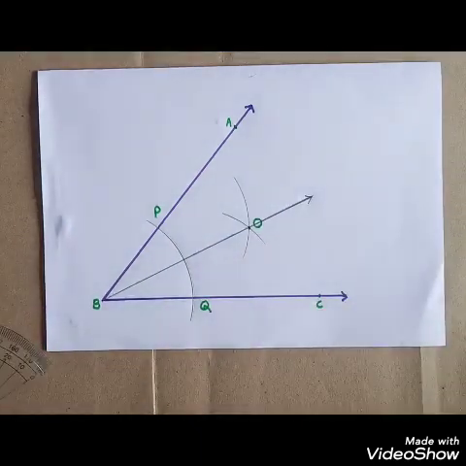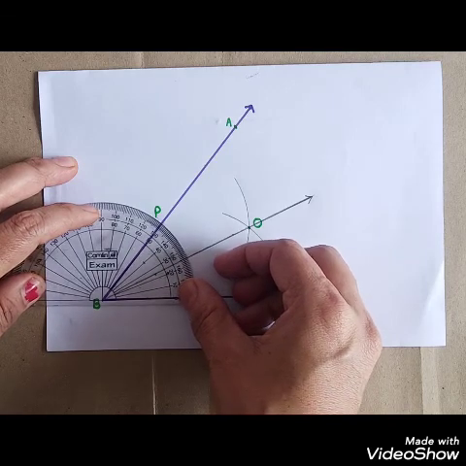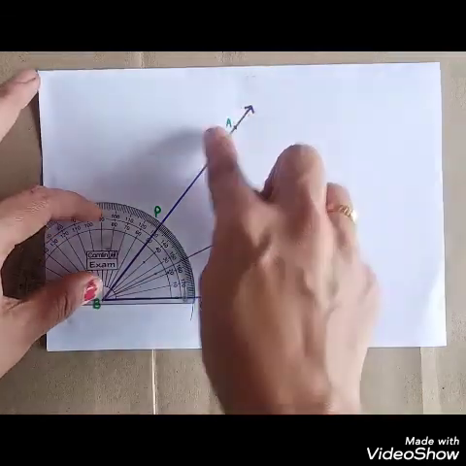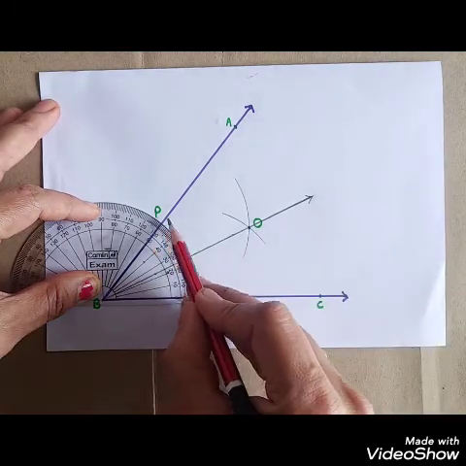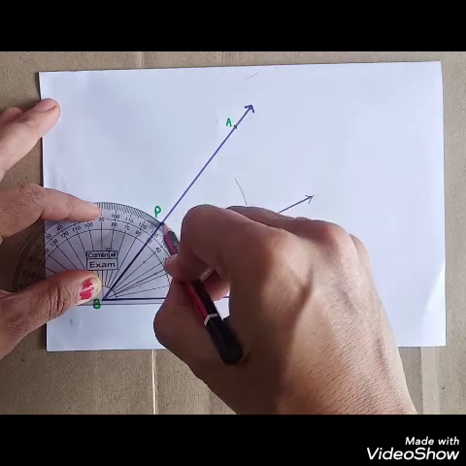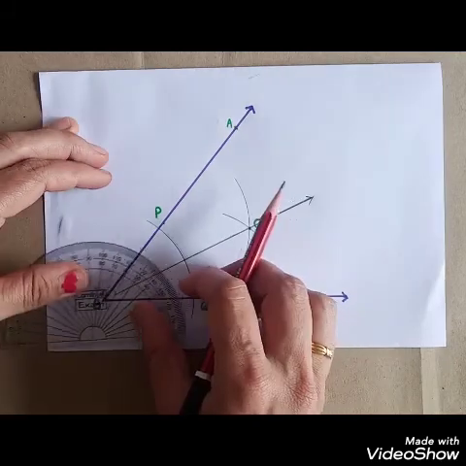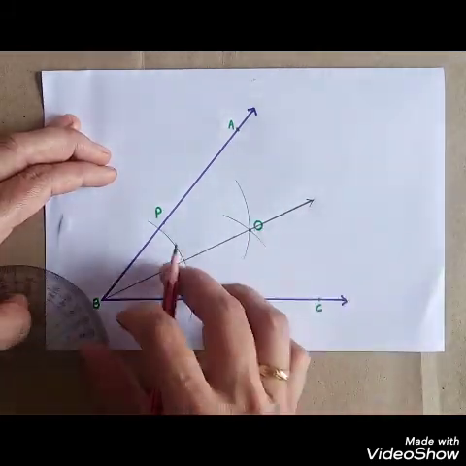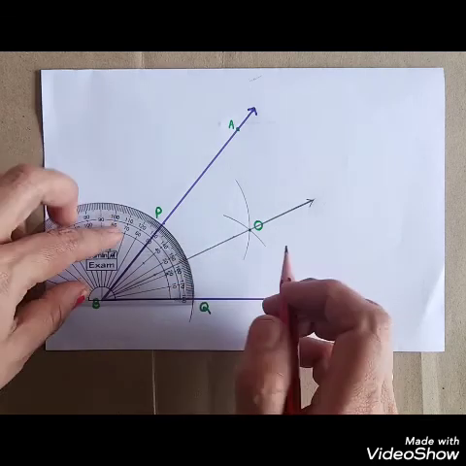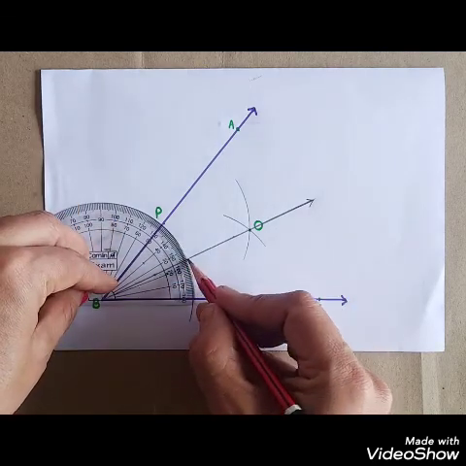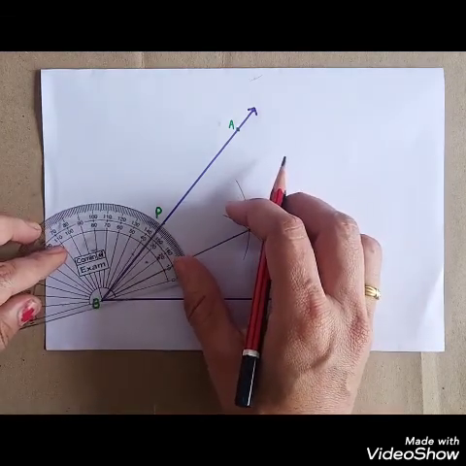ते. So first put the protractor on point B and measure angle ABC. It is of 50 degree. And the angle bisector which I have drawn, now I am going to measure this angle OBC. Again putting the protractor at point B. This is 25 degree.